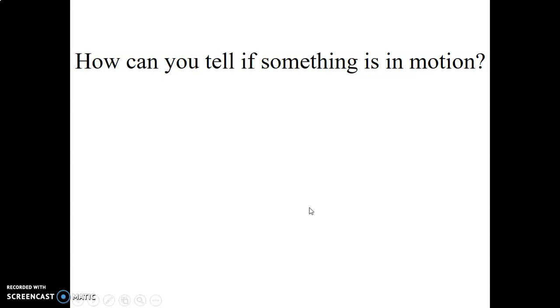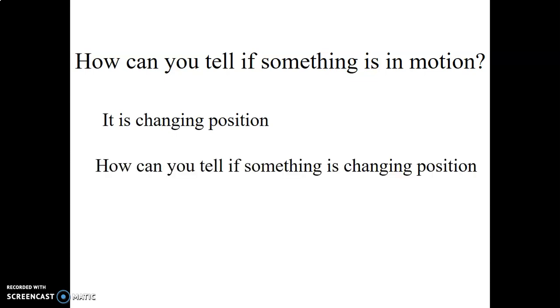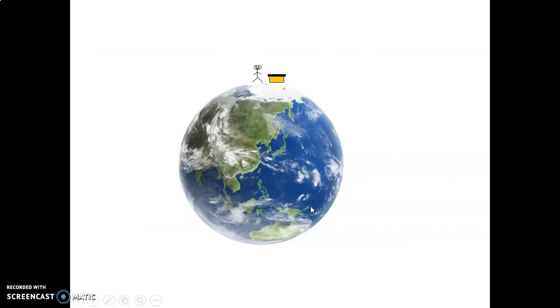A quick question to start out: how can you tell if something is in motion? Most of you would say that it's changing position, its location is changing. The next question is, how can you tell if something is changing position? Well, you need to see if it's moving compared to something else. For example, if I were to ask you if your Chromebook was moving, you would probably say no, but it depends on how you thought about it.